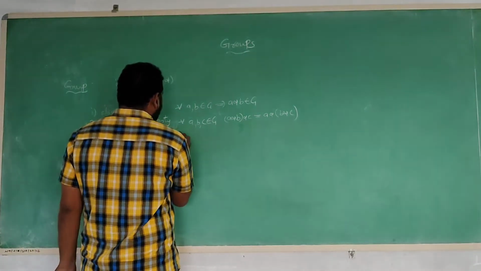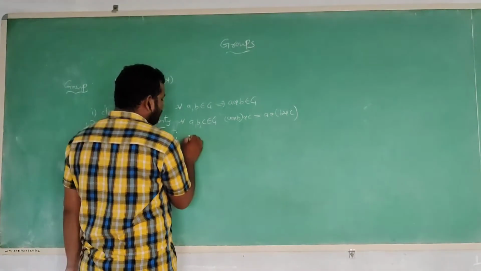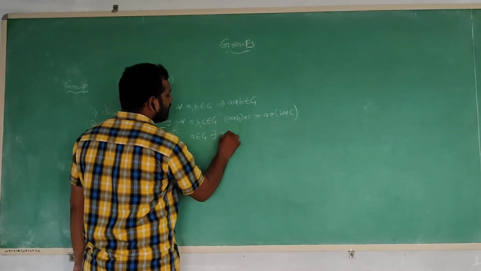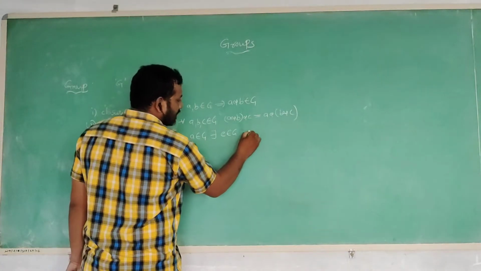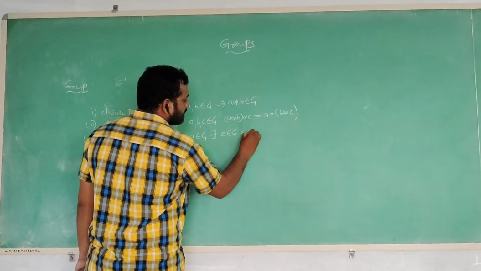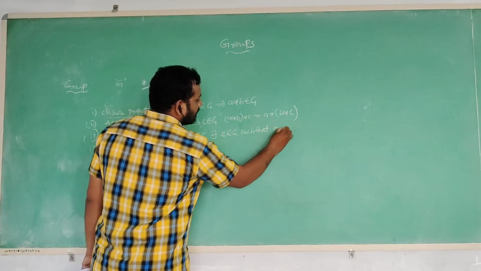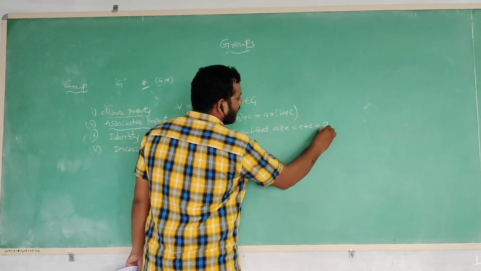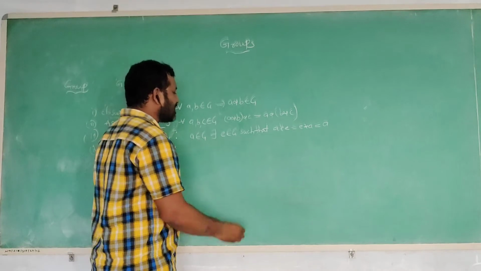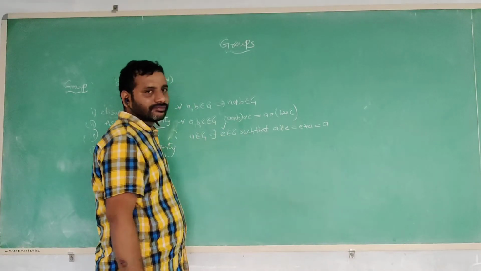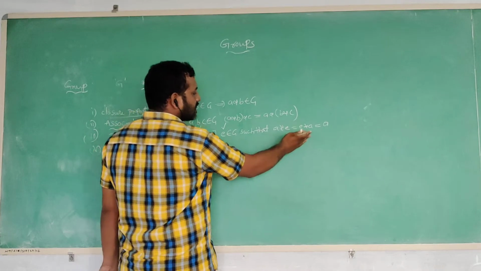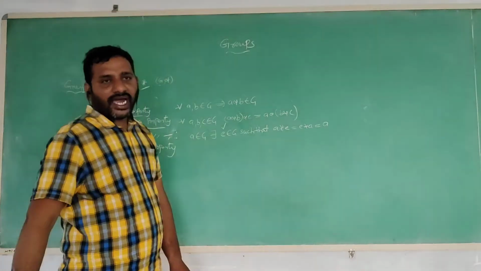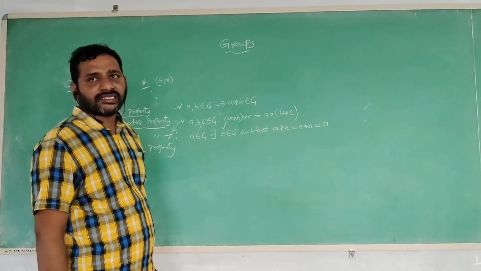Then the next one, the identity property. For any element a belongs to G, there exists an element e belongs to G such that a star e equals e star a equals a. Here e is called the identity element in G. If a star e equals e star a equals a, then G satisfies the identity property with respect to the operation star.